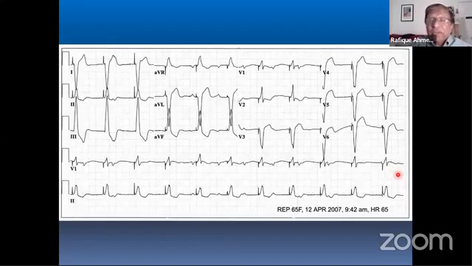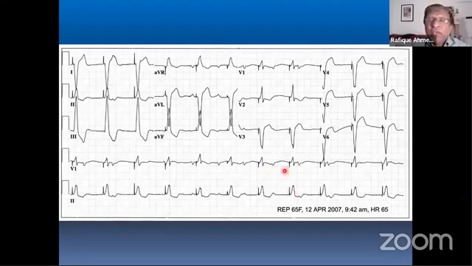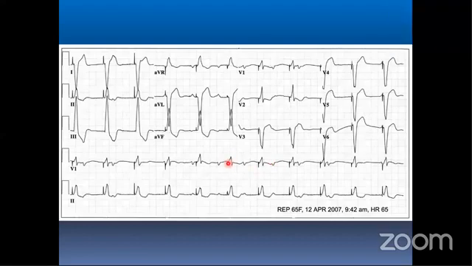Seven years later, same patient. Now the heart rate is 65. Explain this to me, please. Look at lead V1. Yes, sir. The PR is prolonged, sir. So there is a big difference, right? There is no relation between P and QRS now. Yes, sir. There is variable PR duration, sir.